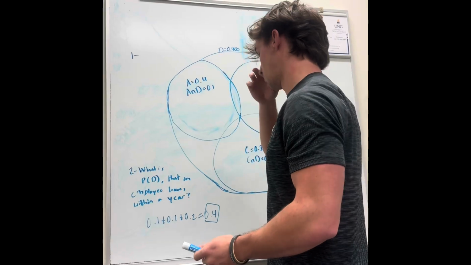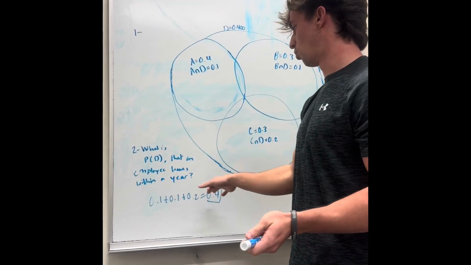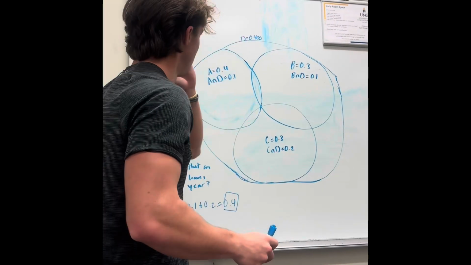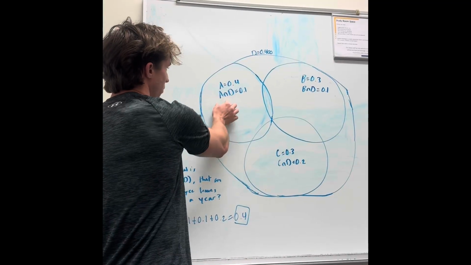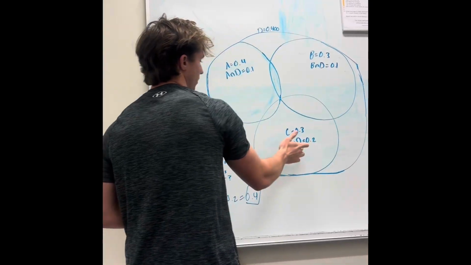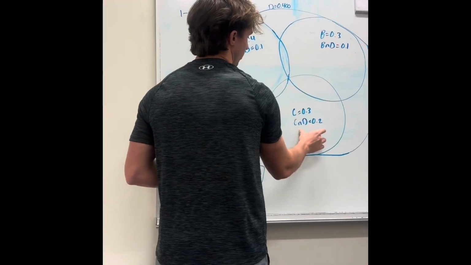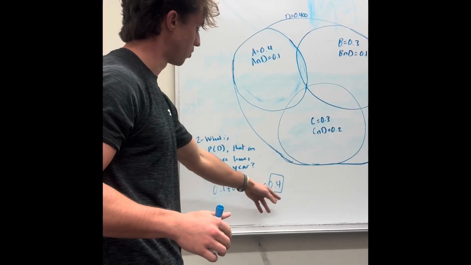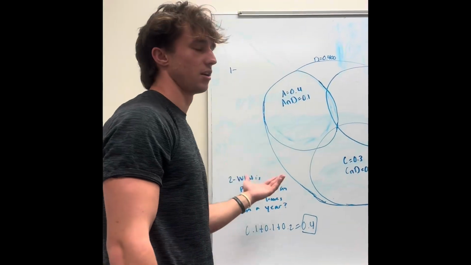So for number 2, we have what is P of D, that an employee will leave within a year. So what's the probability of that? We look at this and we add wherever A, B, and C overlap with D. So it overlaps by 0.1 here, overlaps by 0.1 over here as well, and then for C, it overlaps by 0.2. So you add all those probabilities, and we end up with 0.1 plus 0.1 plus 0.2 equals 0.4, or a 40% chance that an employee will leave within a year, and that's the answer to the question.